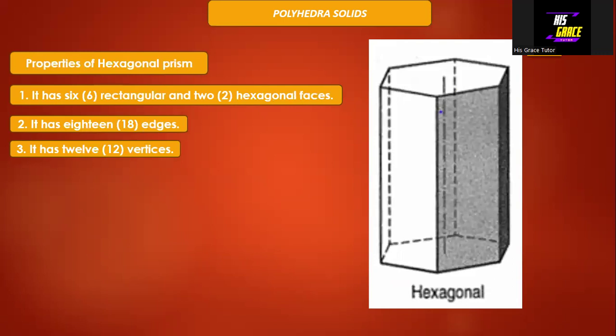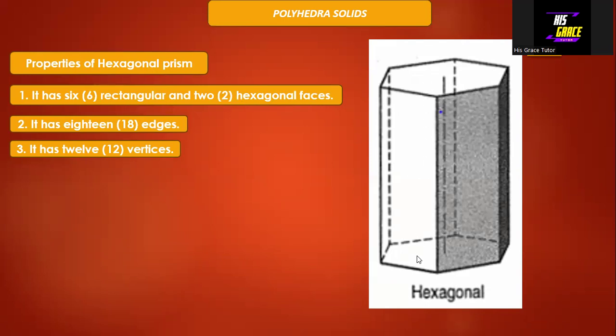That is the hexagonal prism. As I said, we use the shape of the cross-section to name them. The shape of the cross-section of this prism is a hexagon, a 6-sided polygon. Among the properties, it has 6 rectangular faces and 2 hexagonal faces. Because its cross-sectional end is in the form of a hexagon, it has 6 rectangular faces, then 2 hexagonal faces.